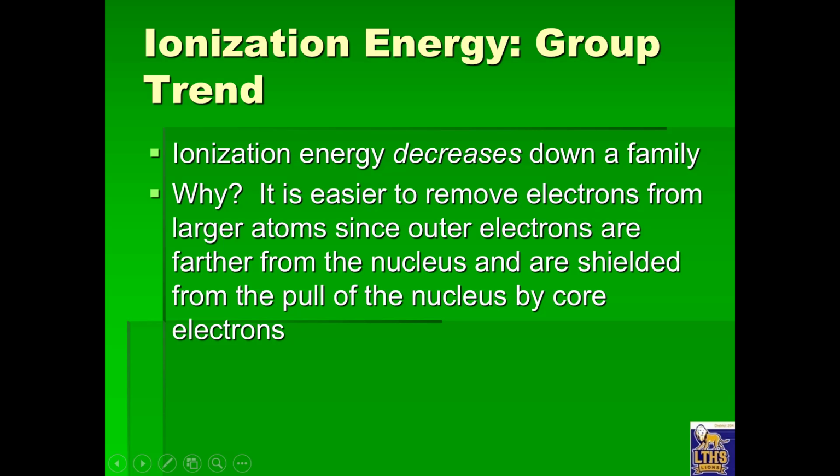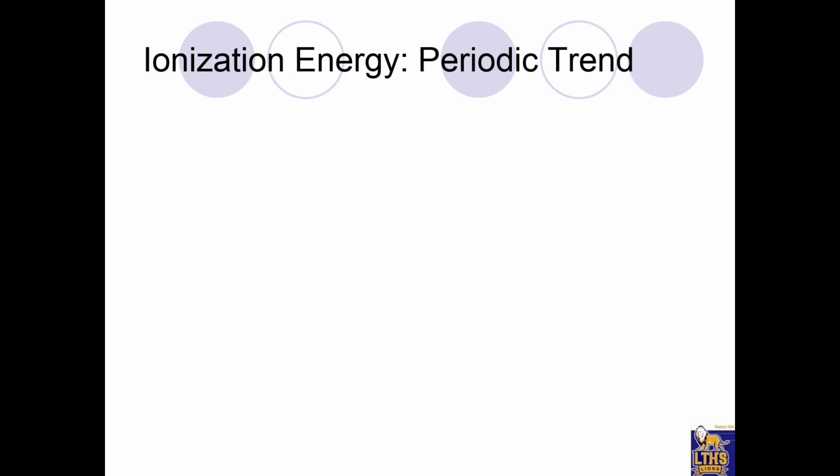Why could that happen? Well, it's easier to remove electrons from larger atoms since the outer electrons are farther from the nucleus and are shielded from the pull of the nucleus by the core electrons. So here's the nucleus, here's all these inner core electrons, and then here's the outer electrons. Because the nucleus is blocked from pulling on that outer electron, the bigger the atoms in a group, the easier it is to remove an electron. So ionization energy decreases. It gets easier to remove electrons with bigger atoms.